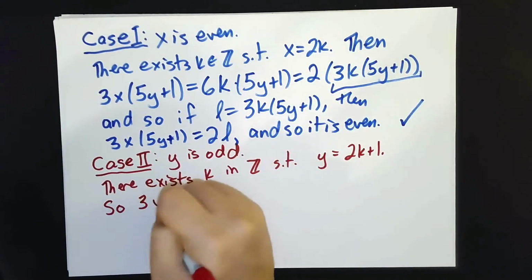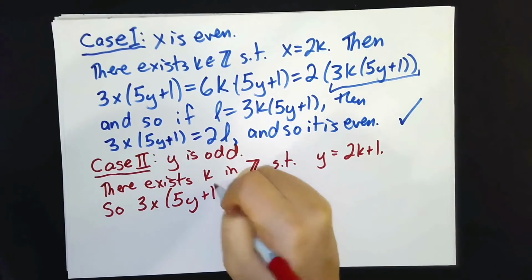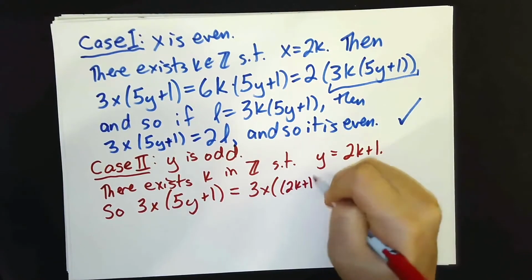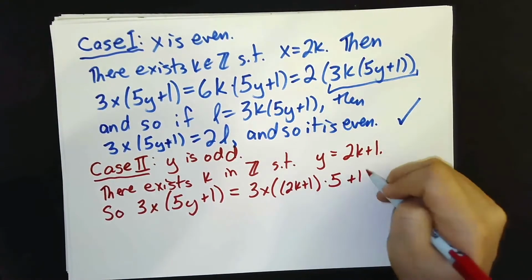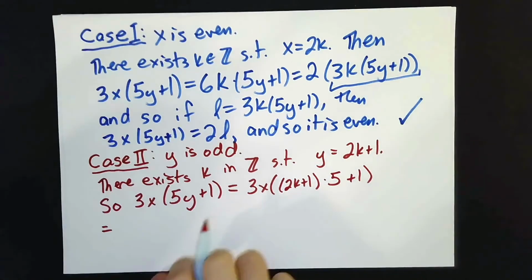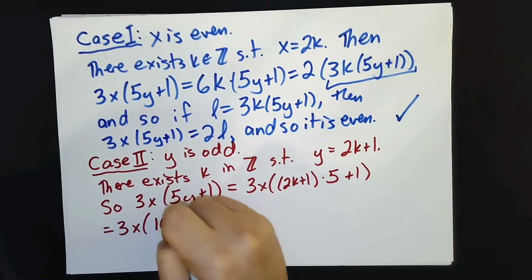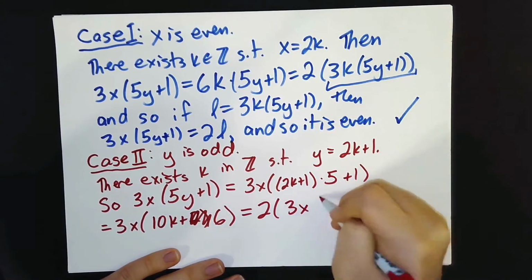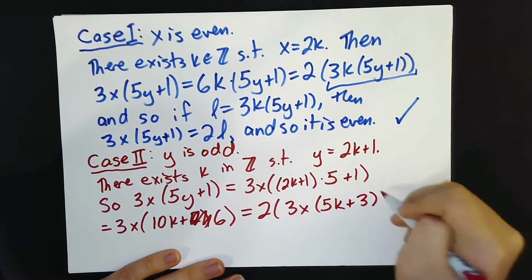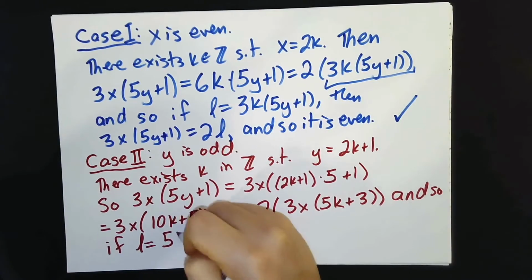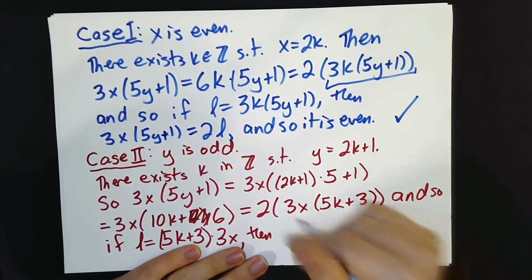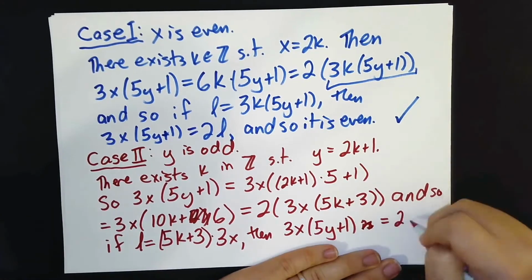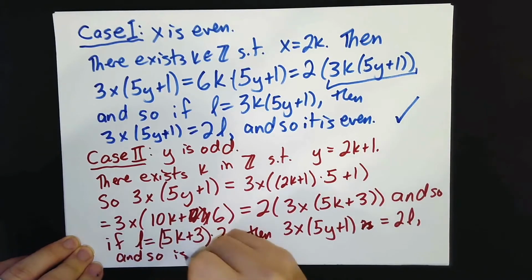So this 3x times (5y plus 1) thing is 3x times (5 times (2k plus 1) plus 1), which is going to be 3x times (10k plus 6). And so if you want, that is 2 times 3x times (5k plus 3). And so if L is 3x times (5k plus 3), then our thing 3x times (5y plus 1) is equal to 2L, and so is even.